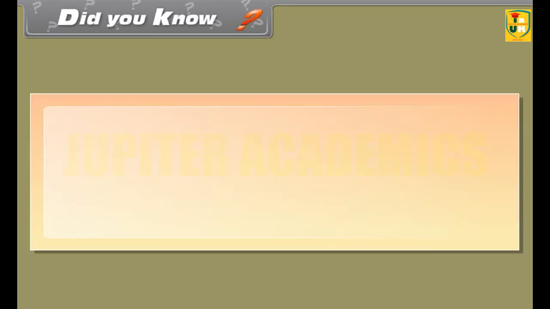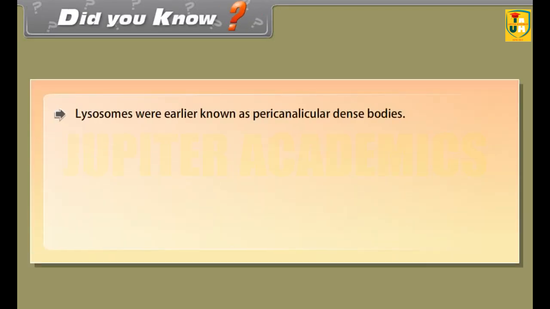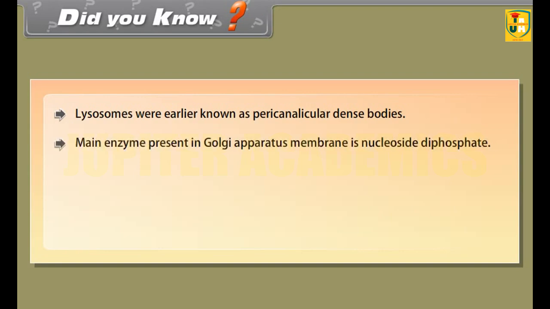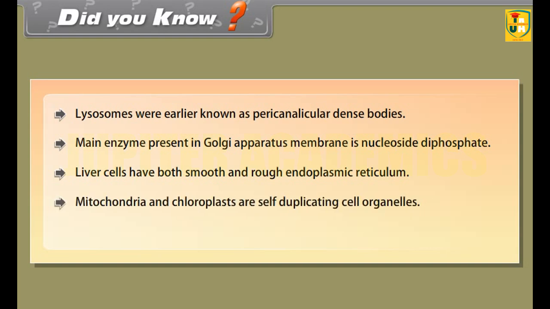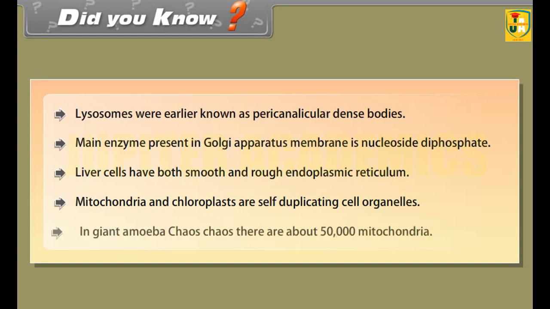Did you know? Lysosomes were earlier known as pericanalicular dense bodies. Main enzyme present in Golgi apparatus membrane is nucleoside diphosphatase. Liver cells have both smooth and rough endoplasmic reticulum. Mitochondria and chloroplasts are self-duplicating cell organelles. In giant amoeba chaos, there are about 50,000 mitochondria.